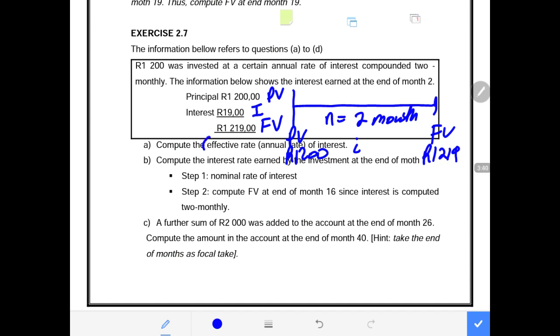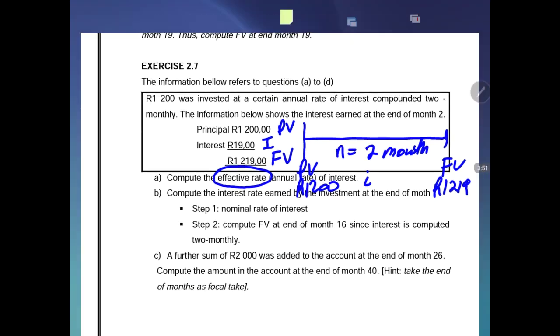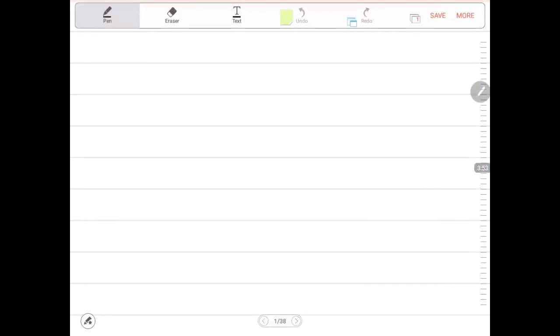And take note of the fact that this is the effective rate, not the nominal rate, meaning the rate we are looking for is the annual rate of interest. So that is what we will be responding to. And this is under exercise 2.7, number A.